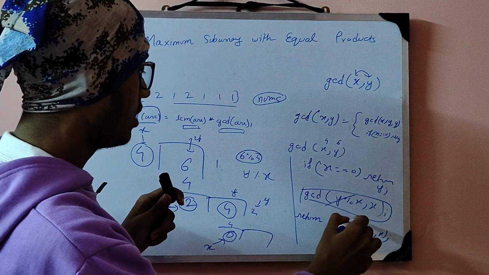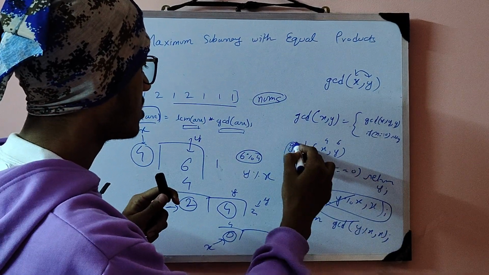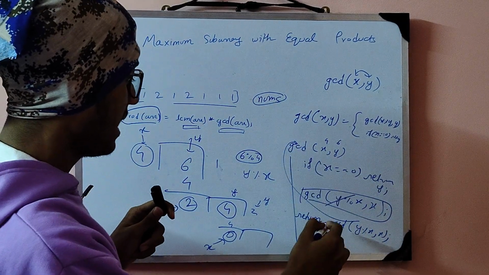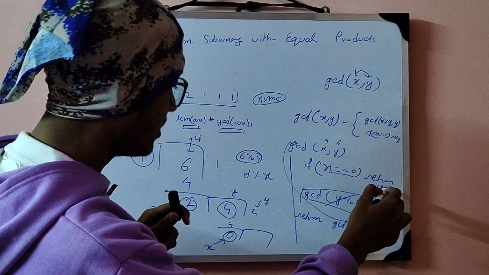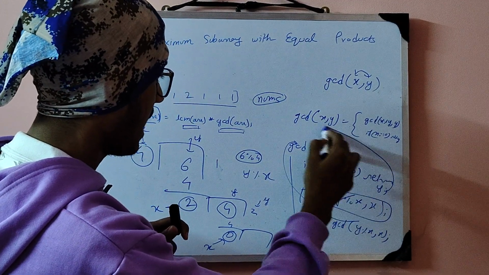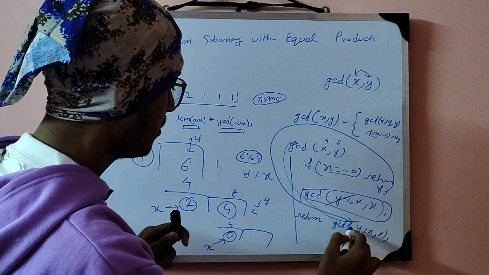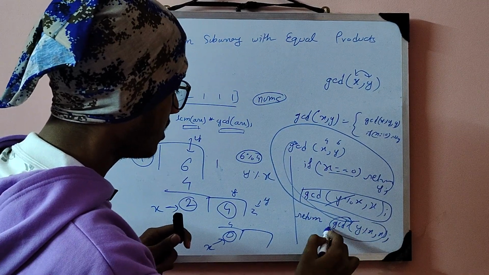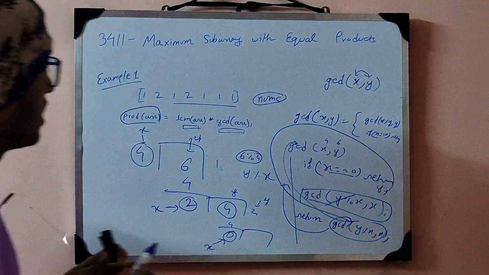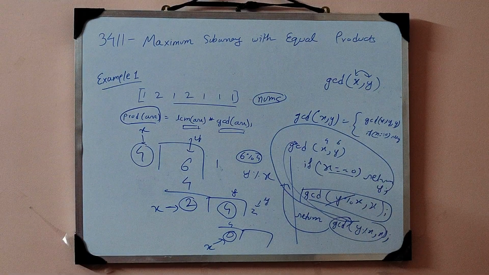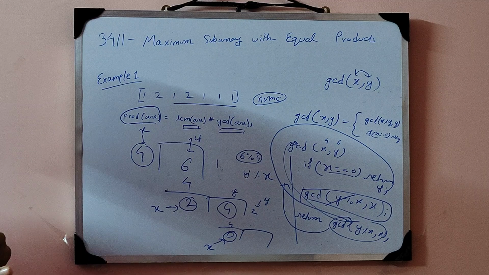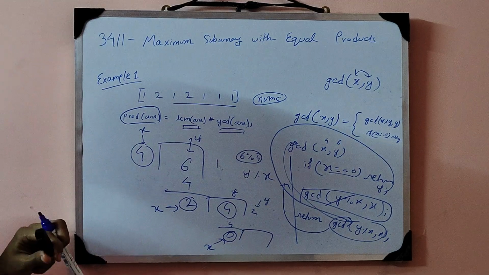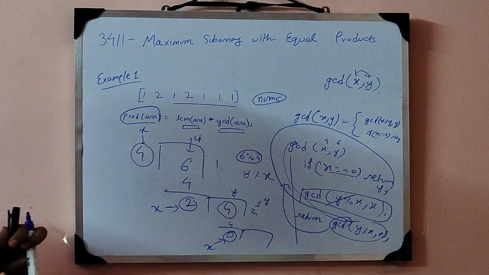So it will call this function again and again. Recursion will work, and at last when x equals 0 happens, it will return y, the answer will come, and this will be returned to our main function. Like this, the GCD will be calculated for two numbers. So what can we do now?